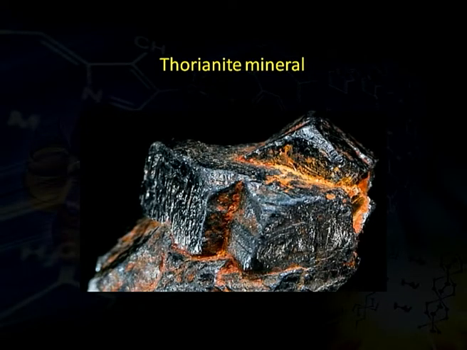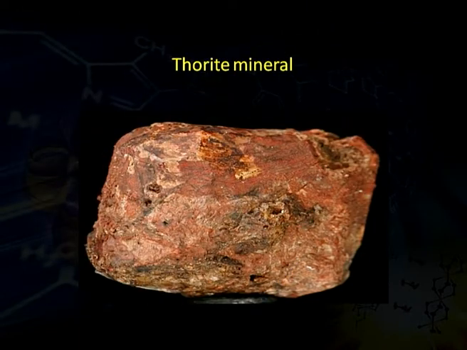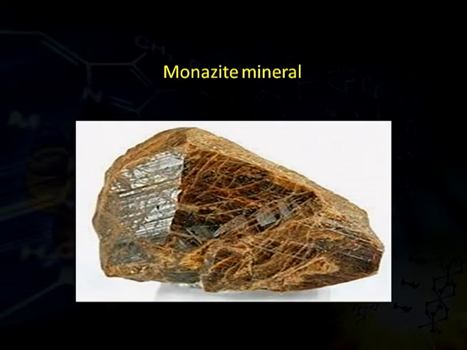This is the image of the thorianite mineral. This is the thorite mineral, which is used mainly for the extraction of thorium, and this is the monazite mineral, which has almost the same quantity of representation of actinides and lanthanides.